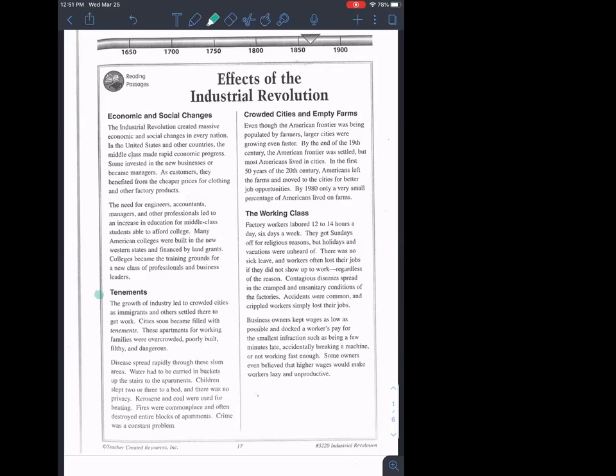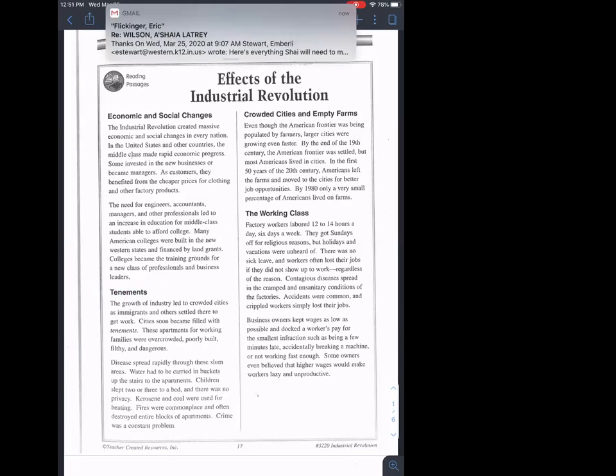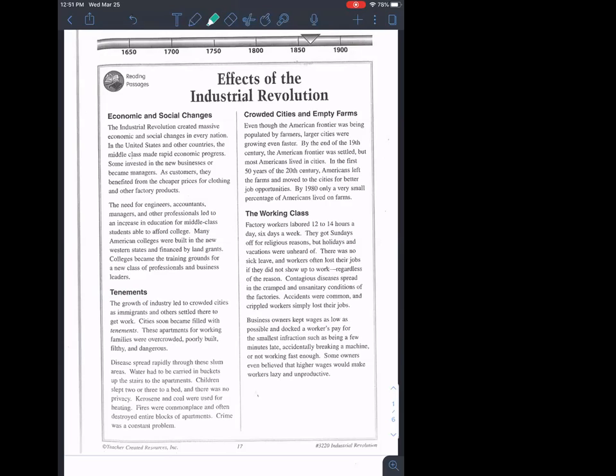All right, now we're going to be on tenements. The growth of industry led to crowded cities as immigrants and others settled there to get work. Cities soon became filled with tenements. These apartments for working families were overcrowded, poorly built, filthy, and dangerous. So again, those are called tenements.